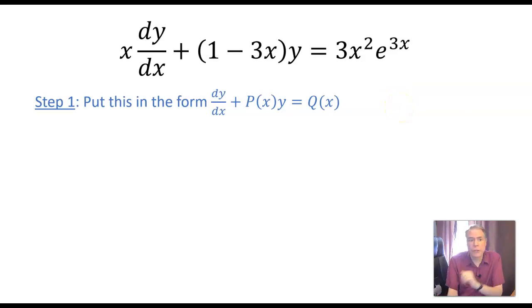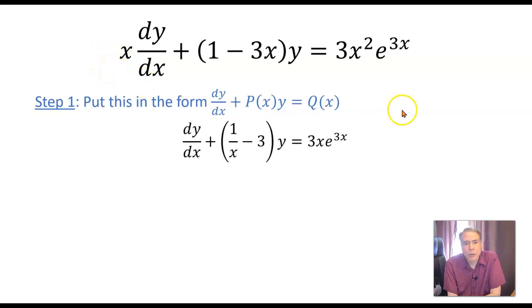All I really have to do is to get rid of the x in front of the dy dx. So I'm going to divide through by that. So everything on both sides gets divided by x. And that gives me dy dx plus 1 over x minus, and then of course 3x over x would just be 3. So we got that times y. And over here we divided through by x, and the x squared divided by x is x. So it's 3x times e to the 3x.